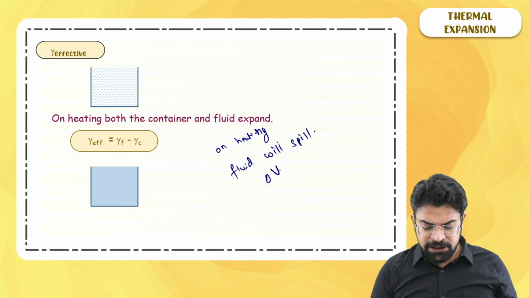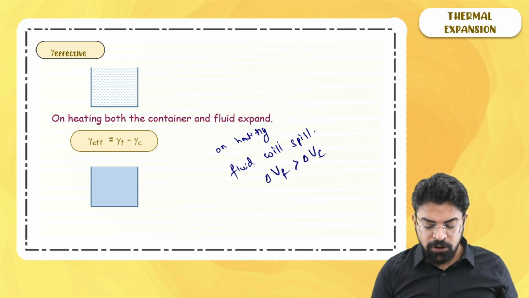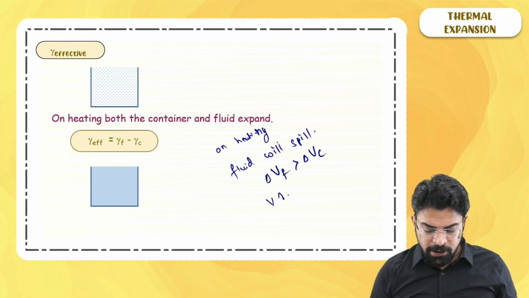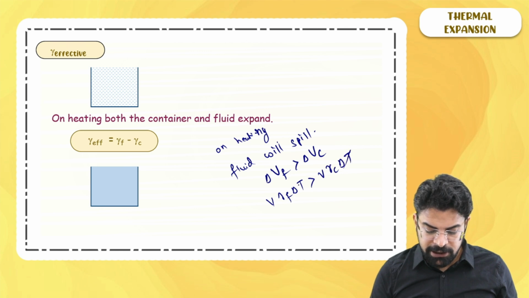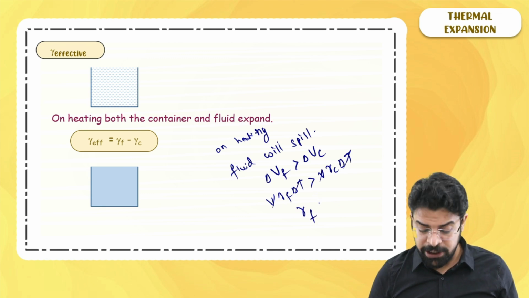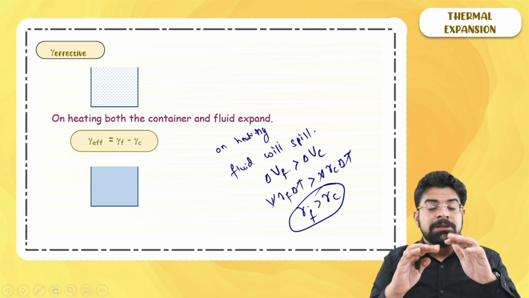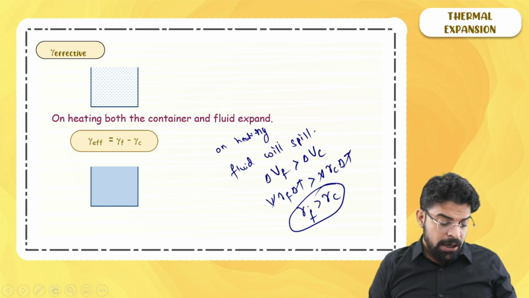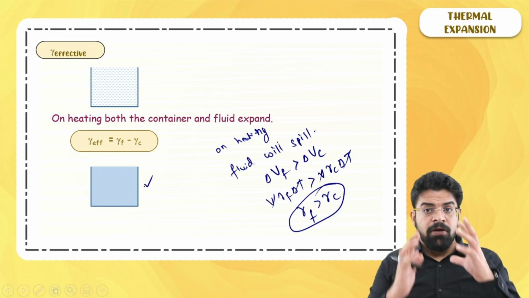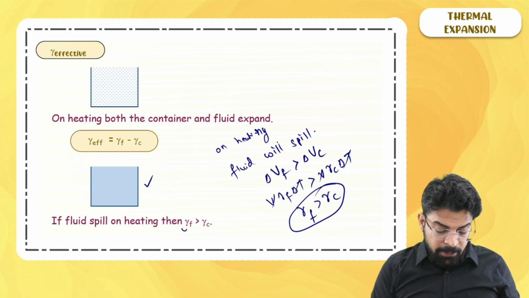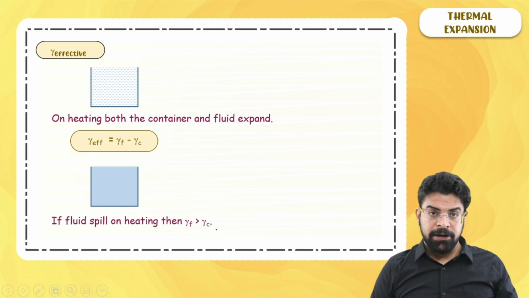If the change in volume of fluid is more than the change in volume of container, then the fluid will spill. So you can write V into gamma fluid into delta T has to be greater than V into gamma container into delta T. Cancel out delta T, V. So if the coefficient of volume expansion of fluid is greater than the coefficient of volume expansion of container, then the fluid spills on heating. The condition for fluid getting spilled from this container on heating is that gamma fluid has to be greater than gamma container.